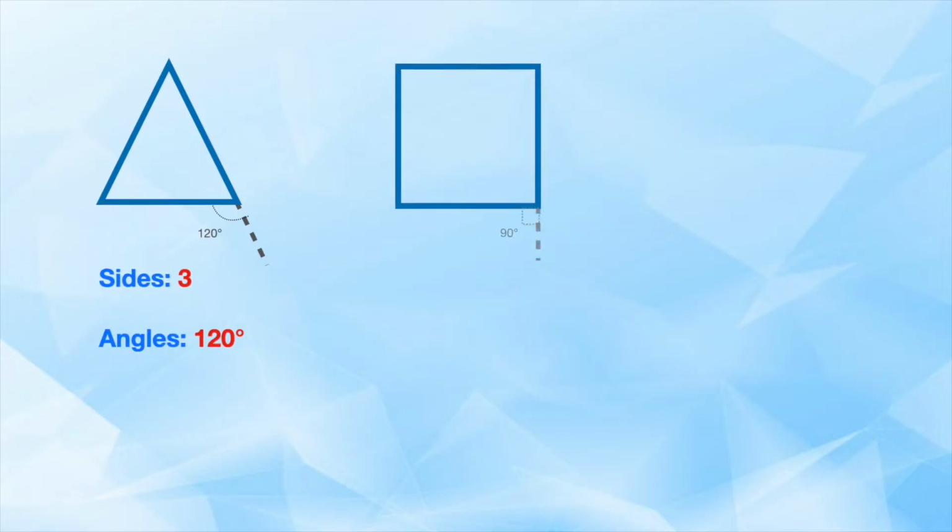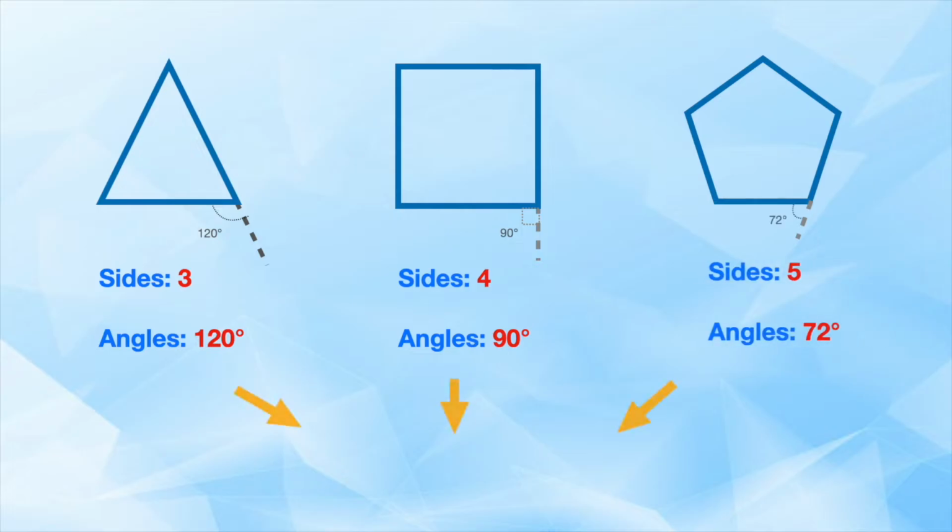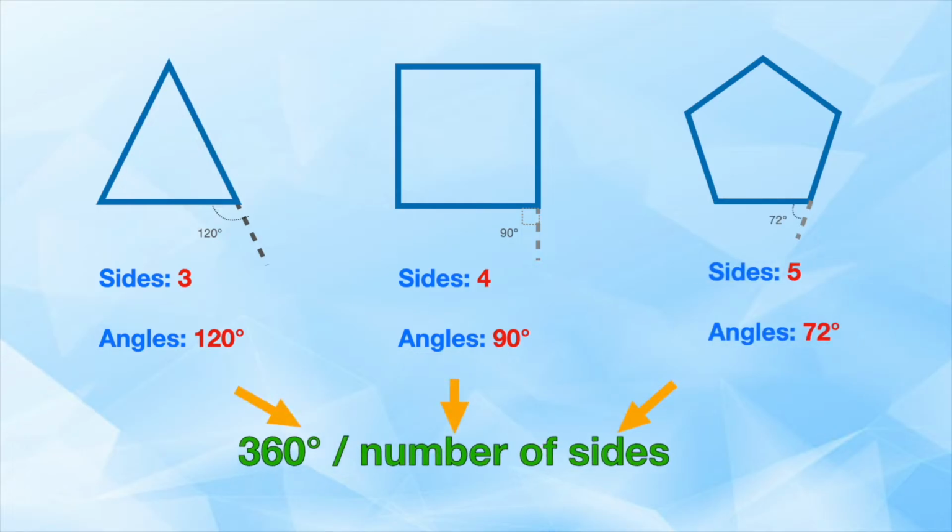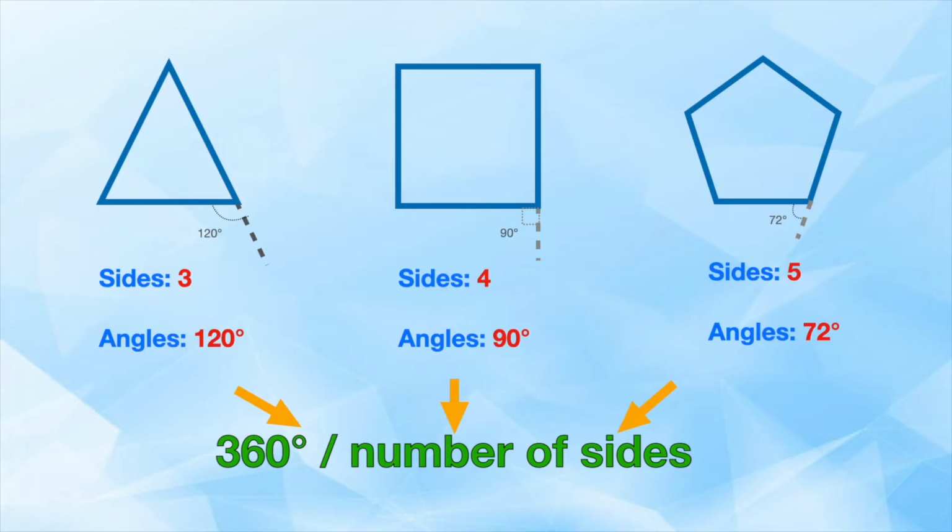To draw a polygon, we need to know the number of sides, the length of the sides, and the angle between two sides. For example, we have a triangle, a square, and a pentagon. We conclude that 360 divided by the number of sides is the exterior angle. So if we have the number of sides and length, we can draw it.